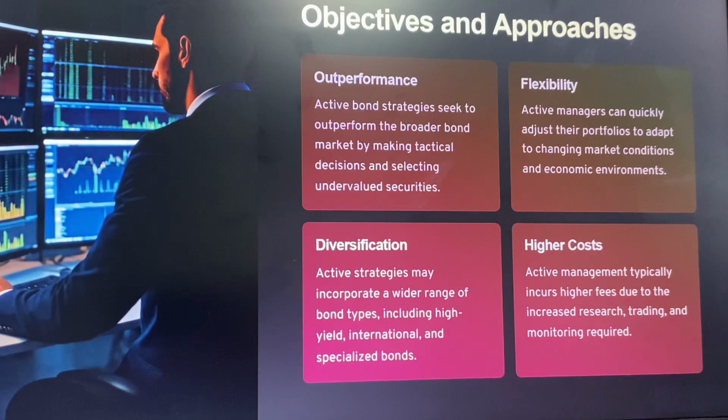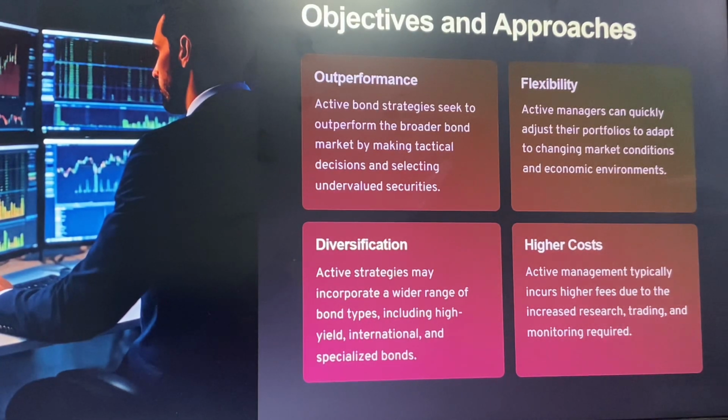Moving on to the objectives and approaches of active bond strategies. We have outperformance. Active bond strategies seek to outperform the broader bond market by making tactical decisions and selecting undervalued securities, meaning that using active bond strategies, you seek to outdo your competitors, maybe by selecting securities that might not be valued that much, that might be left behind.